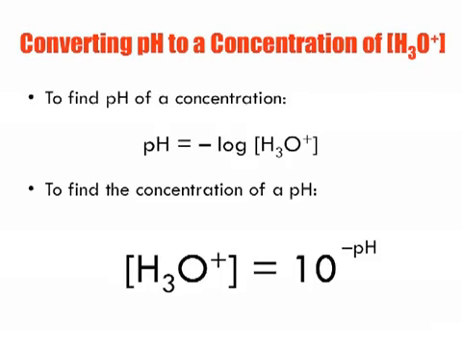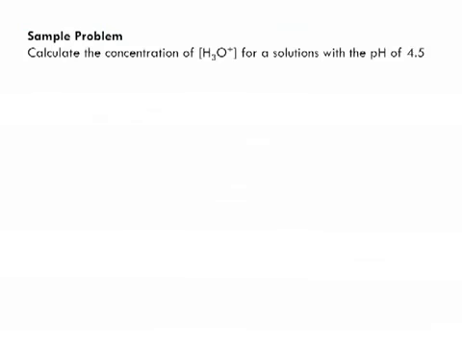So the equation to find the concentration of the hydronium ion is equal to 10 to the power of negative pH. So what we do is 10 is our base, our logarithms, as we said, and our exponent is negative whatever the pH value is. So let's look at it. It'll make a little more sense when we look at the first practice problem.